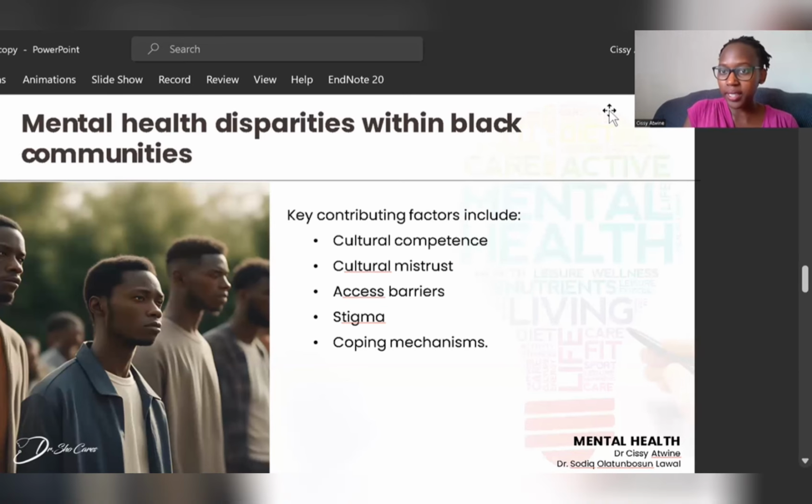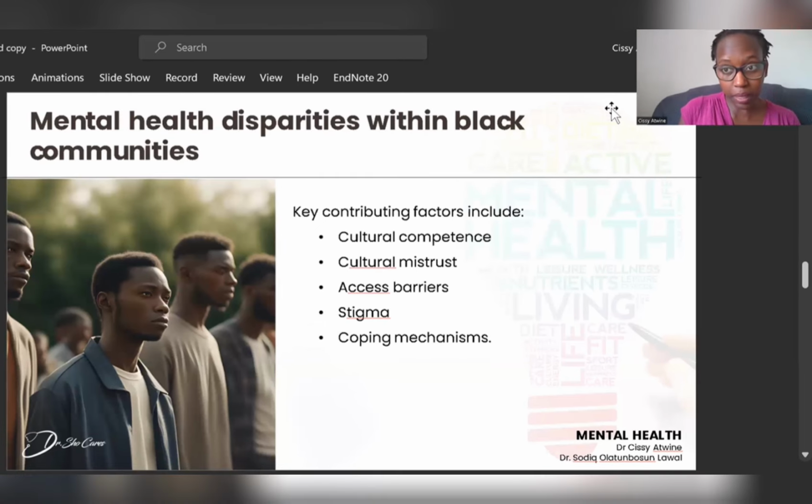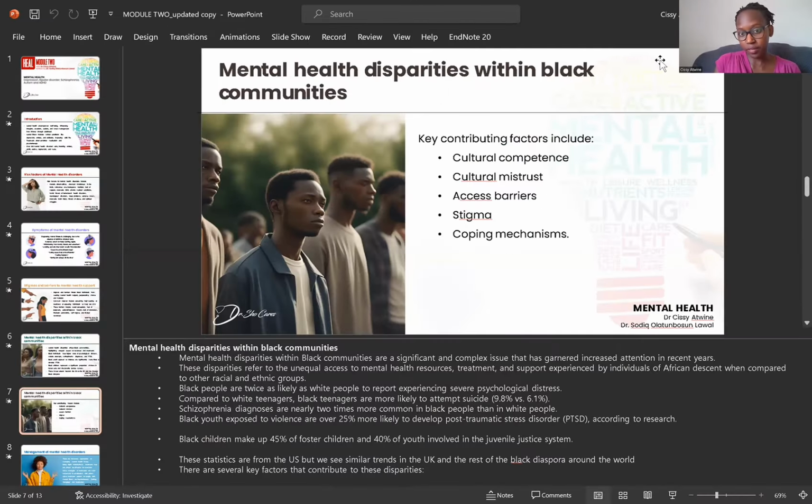The access barriers. Sometimes you don't even have the support. So for instance, in the UK, mental health care is dependent on where you live. And the areas that tend to have more Black people tend to be more socially deprived and have less access to better quality services. There's the stigma that we talked about already, and also the coping mechanisms that people have. People within Black communities tend to use their own society as a greater support than to seek help formally through the mental health services available.